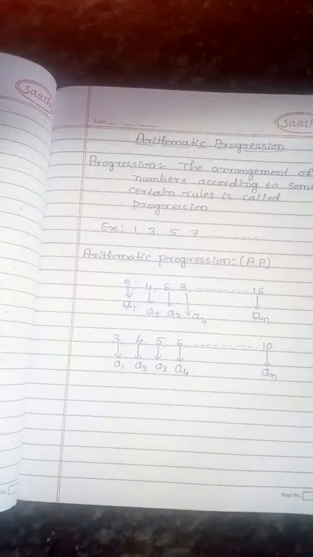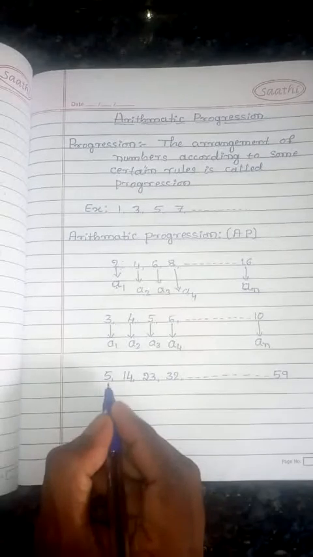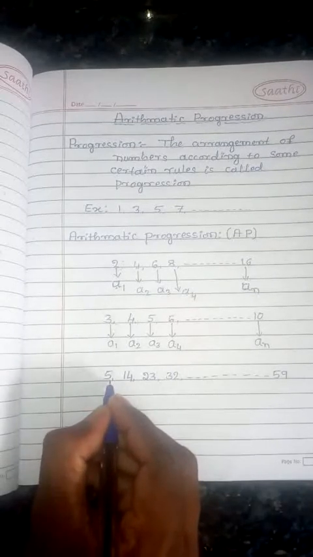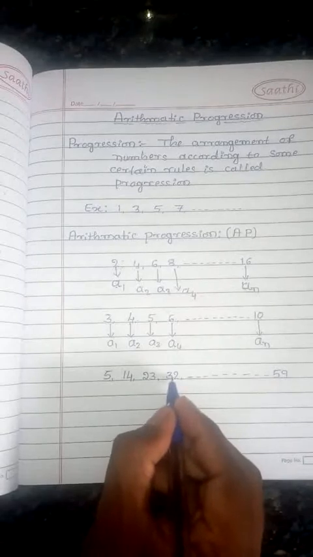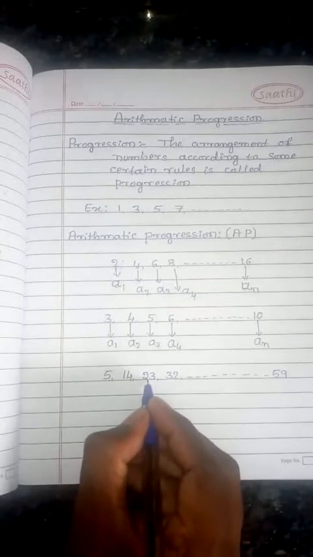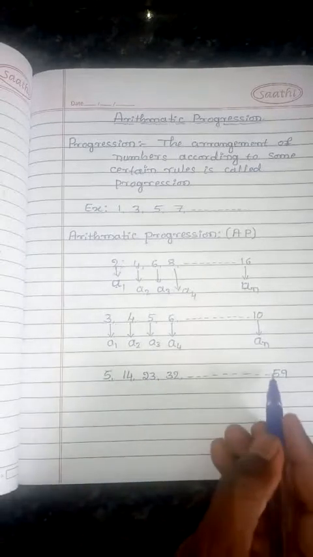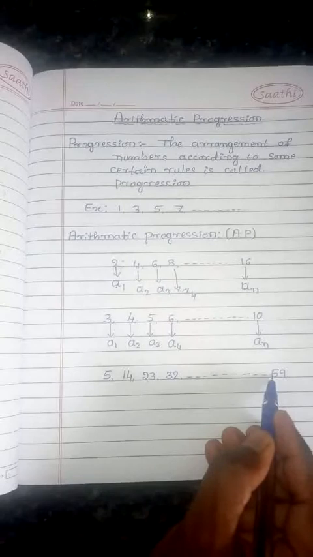Now consider another example. In this example, A is the first term of the arithmetic progression. Then 32 is the fourth term, 23 is the third term, and 59 is the last term of the arithmetic progression. Therefore it is AN.